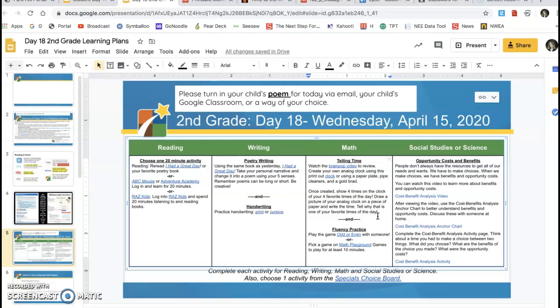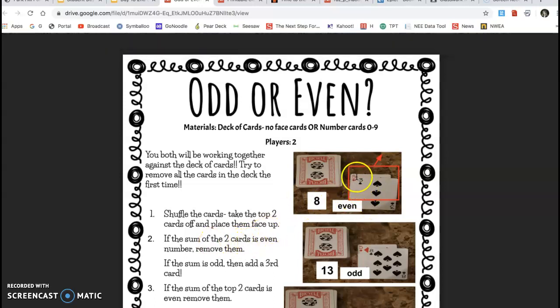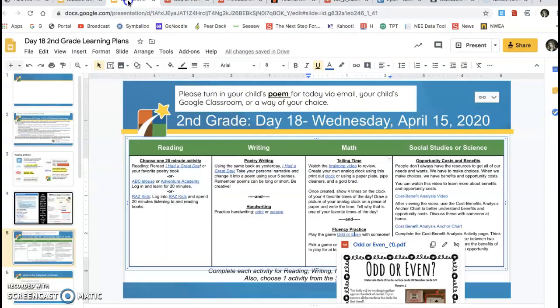And when they are finished with that, they will play the odd or even game. They have played this before. It's where they're playing against the deck of cards and they're wanting the answer to the two cards to be even, because if they're odd, they have to draw another card, and they want as few cards in this deck as possible.